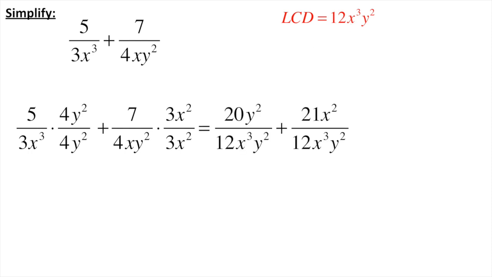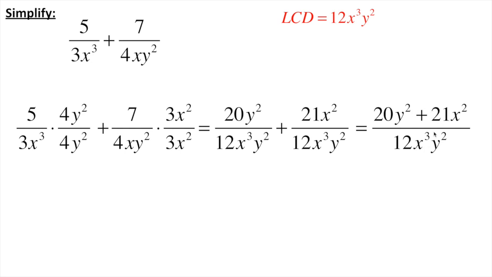Let's simplify this a little bit further. Notice how both of my denominators ended up being 12x cubed y squared, and that was what we wanted. Up top, I've got 5 times 4 is 20y squared, and 3 times 7 is 21x squared. Now that I have the same denominator, all I need to do is add their numerators. So I've got 20y squared plus 21x squared all over 12x cubed y squared.